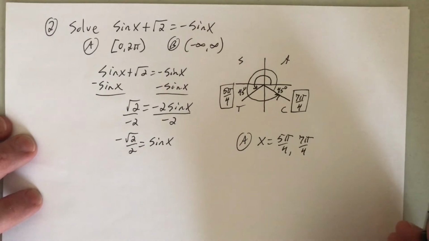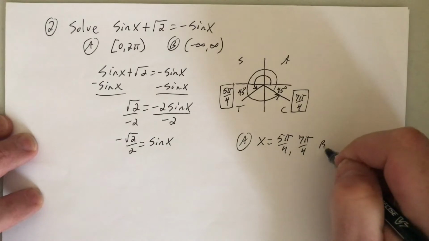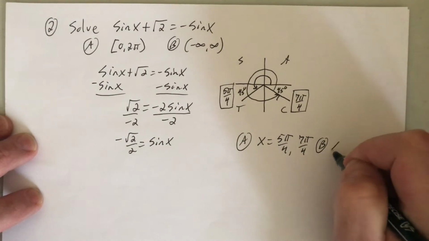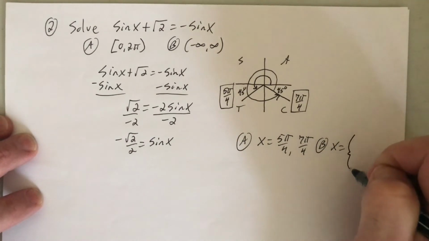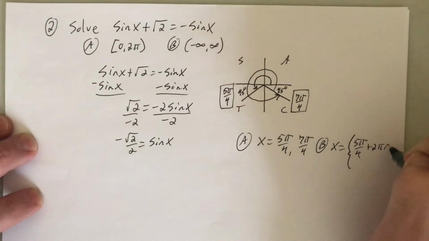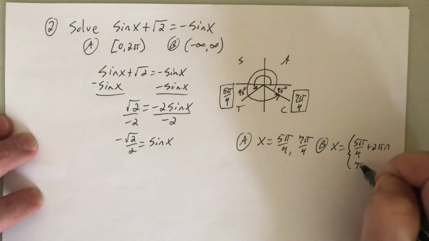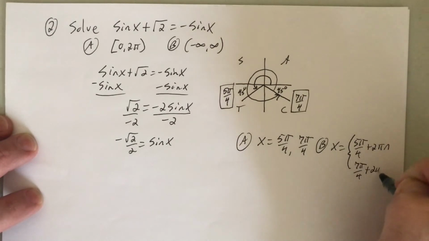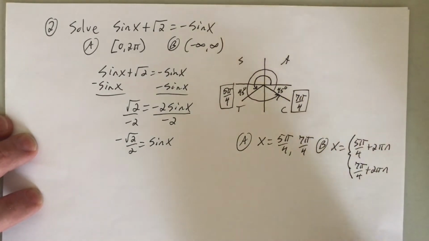If we are listing this from the interval from negative infinity to infinity, then all I need to do is just say x is equal to 5 pi over 4 plus 2 pi n, and then 7 pi over 4 plus 2 pi n. And we're all done.